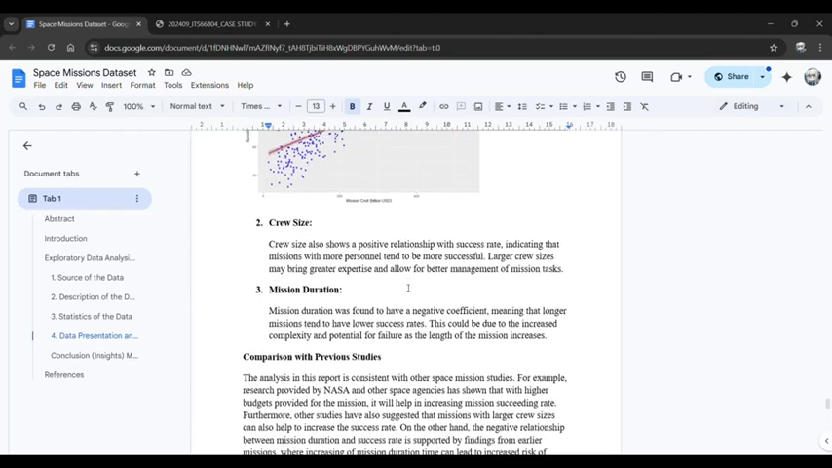The last one will be mission duration. The mission duration was found to have a negative coefficient, meaning that longer missions tend to have a lower success rate. This could be due to the increased complexity and potential for failure as the length of the mission increases.